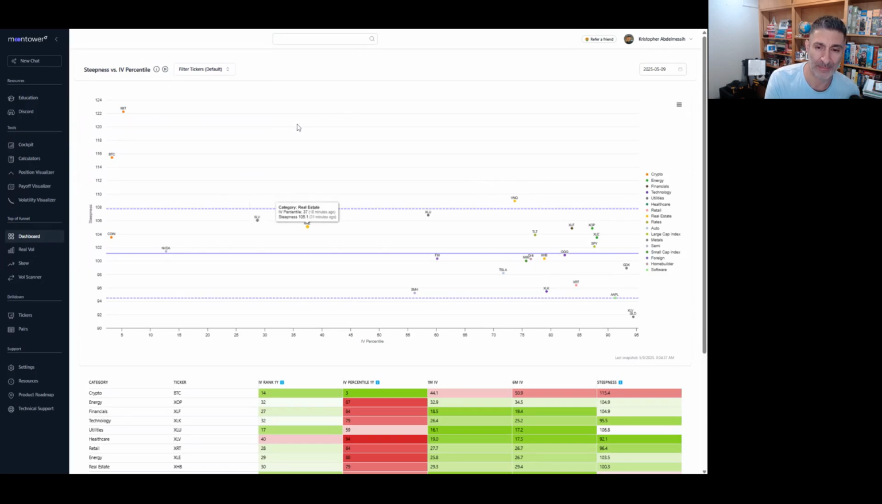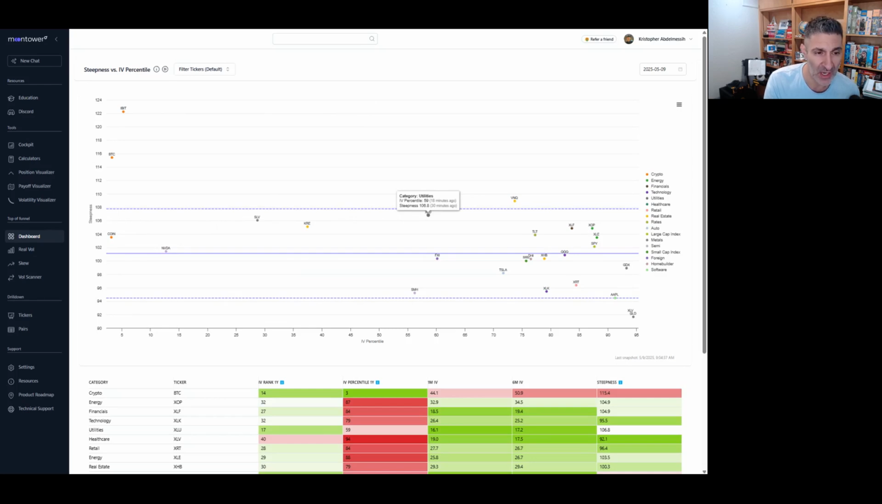Also, these standard deviation lines are based only upon what's on my watch list, just these names, right? If I were to look at the entire universe, that would be a better example of what the typical steepness in the market is.